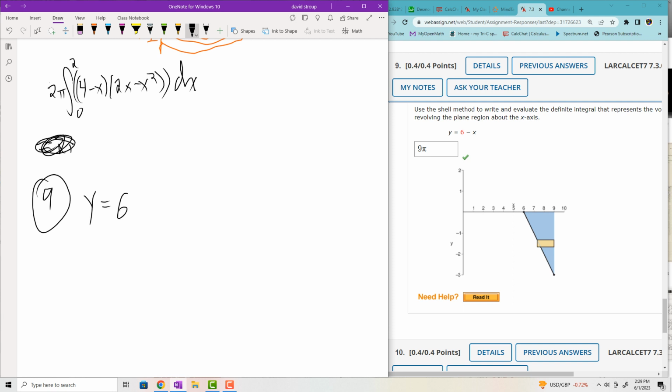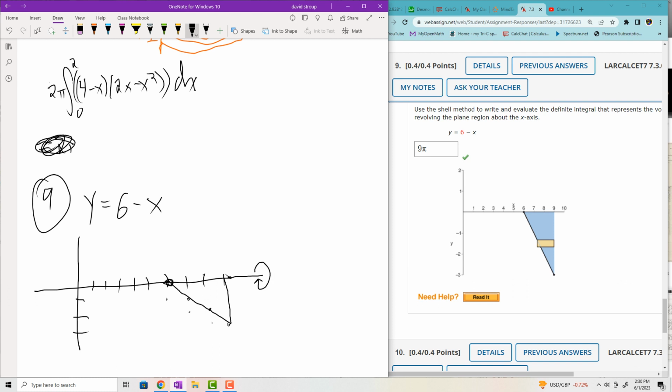So the curve is y equals 6 minus x, and then 2, 3, 4, 5, 6, and 2, 3. So down 1 over 1, down 1 over 1, down 1 over 1. So it's this curve, and we want to go from 6 to 9. And we're rotating it about the x-axis, okay?